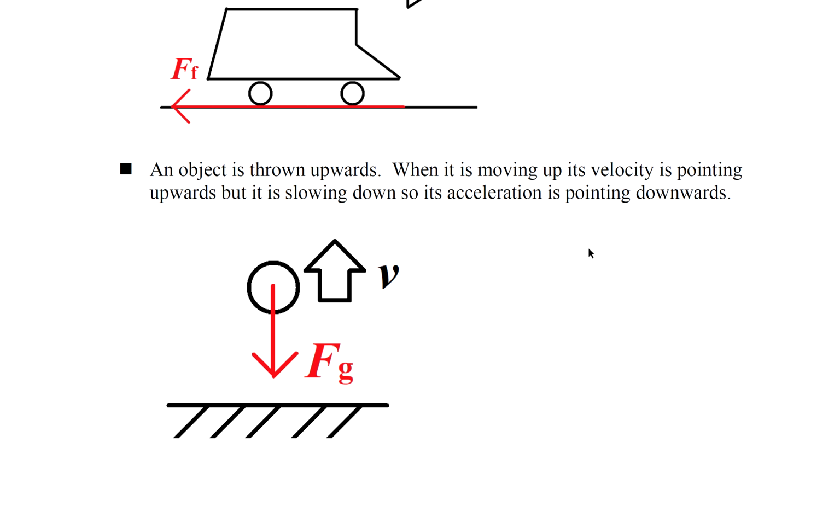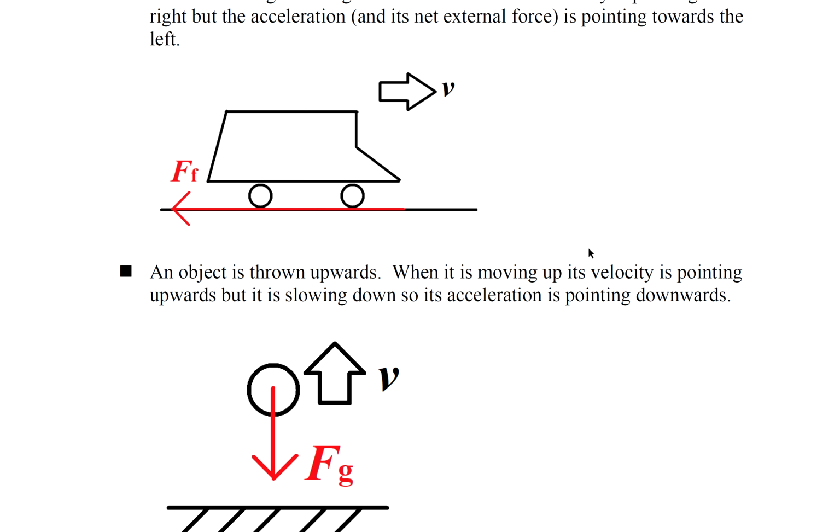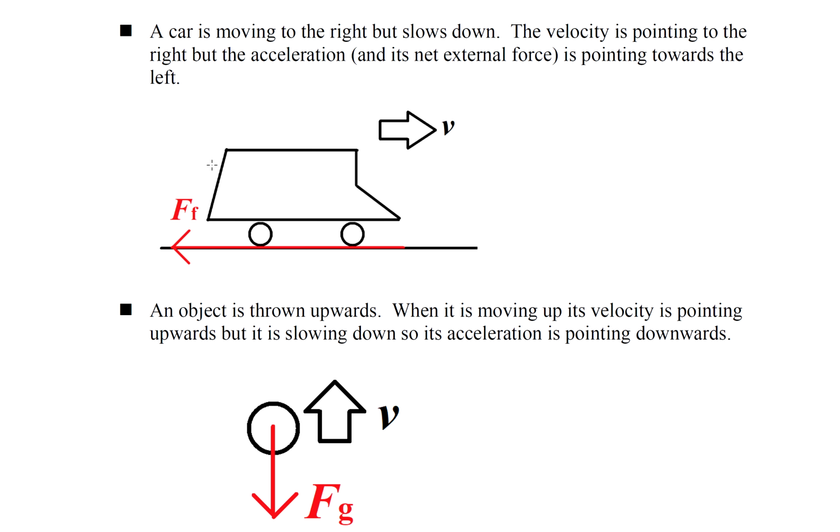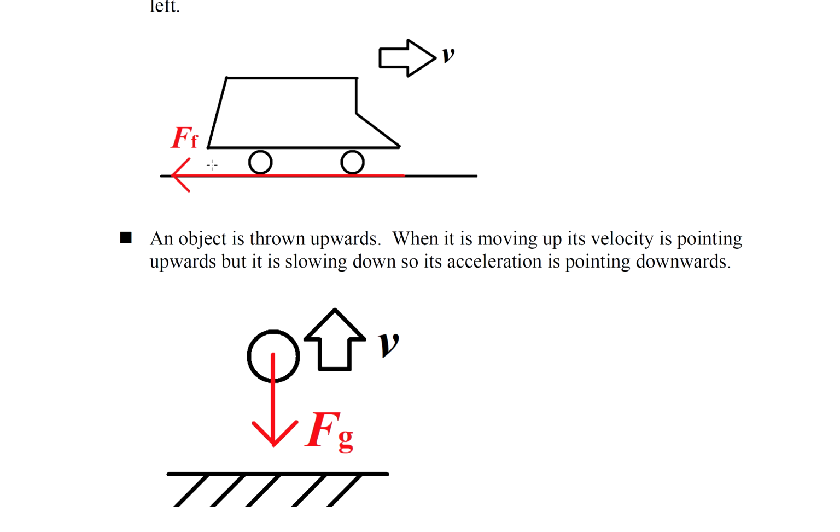Another example, an object is thrown upwards. When it is moving up, its velocity is pointing up, but it is slowing down, so its acceleration is pointing down because force of gravity is down. And remember, sigma f and a point in the same direction. So sigma f and a for both of these examples, they point in the same direction.